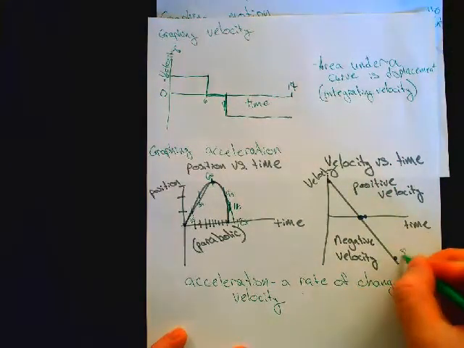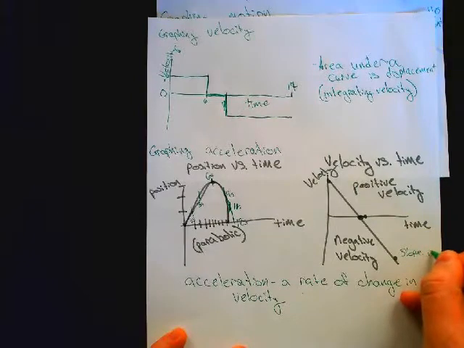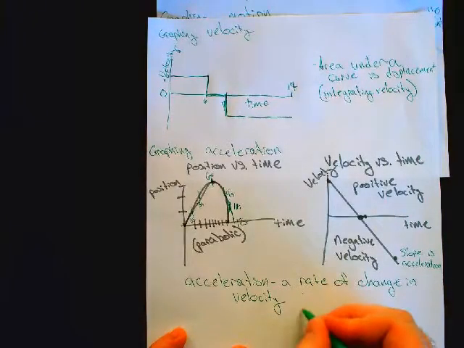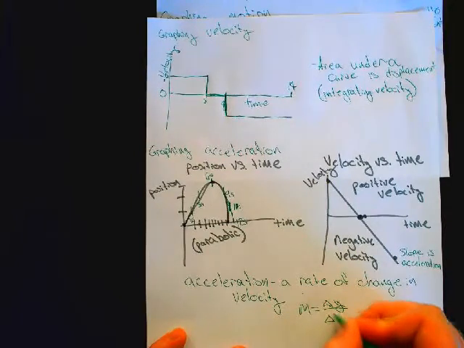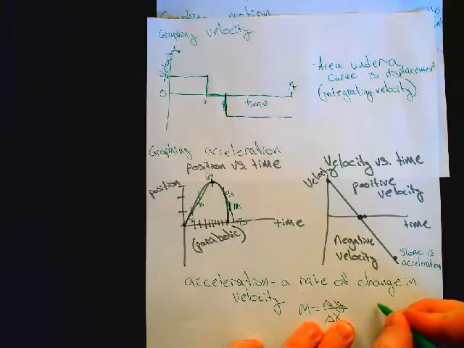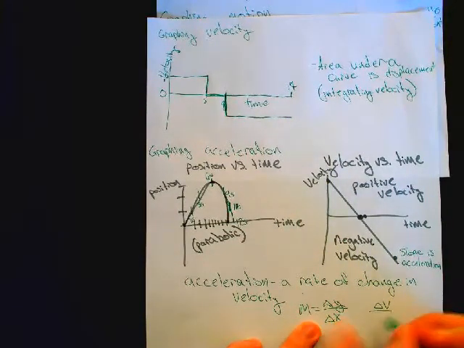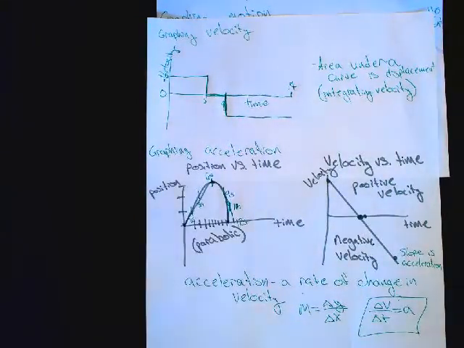So slope is acceleration. And we can show that as m is equal to change in y over change in x. Change in y is going to be change in velocity over change in time. And we have our second equation of the year, acceleration.